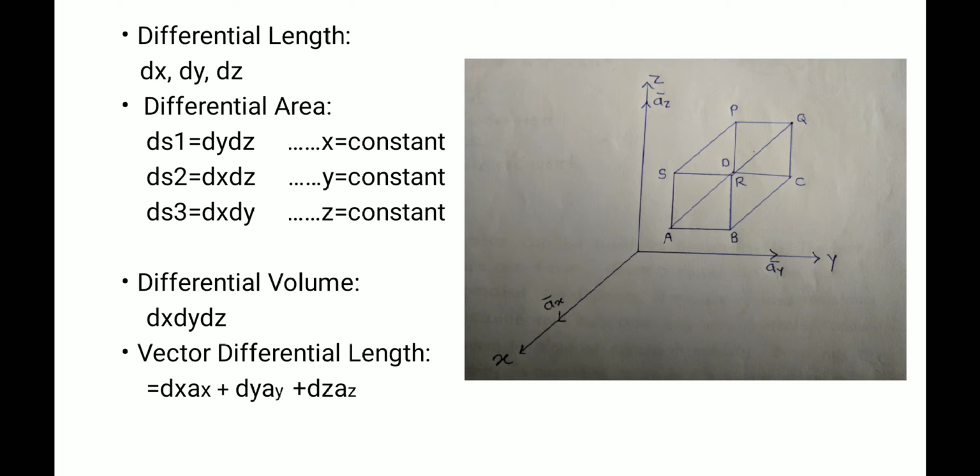Now what are unit vectors? A unit vector is given by a vector divided by the magnitude of the vector. They flow in a direction from the smaller to the larger side. Hence ax bar flows in this direction, az bar flows in this direction, and ay bar flows in this direction.